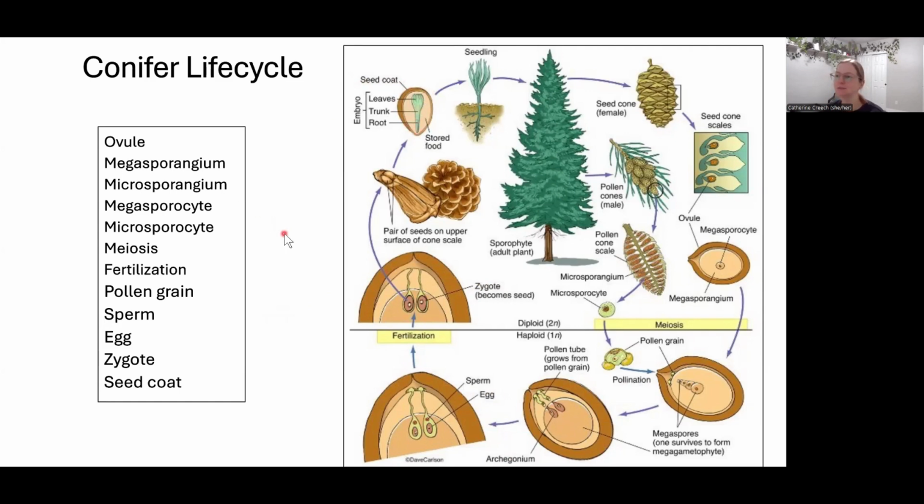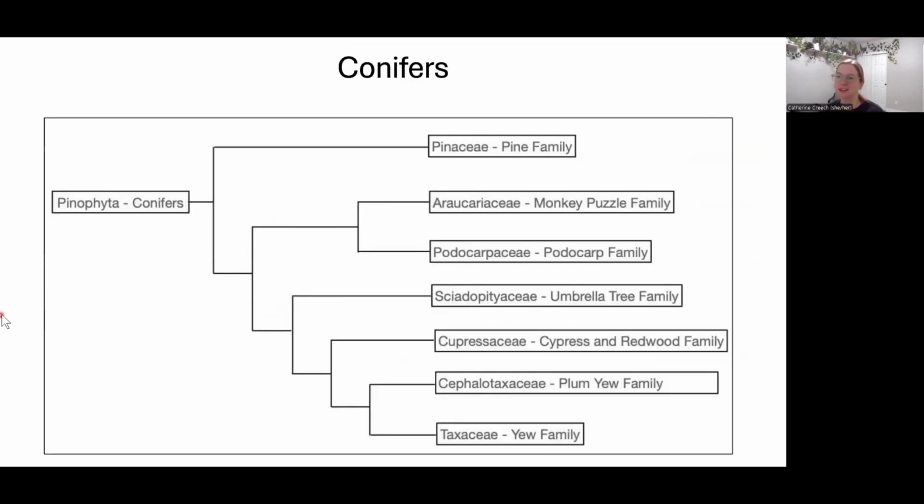All right, this is our overview of what different types of families exist in the conifers. We think of pines pretty easily. In our area, we also think of redwood and cypress. Sometimes we think of yews. There's two different types of yews.